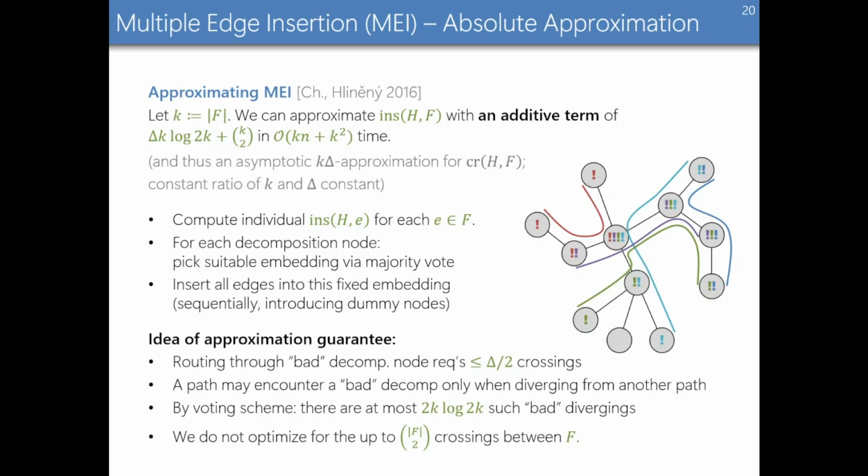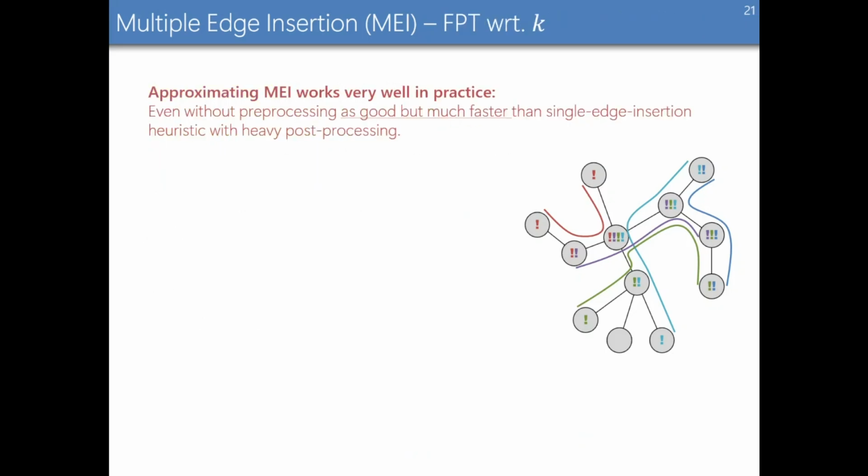And what the approximation completely ignores is the fact that these inserted edges cross each other. I don't care about that. Yes, they happen, but there are not many such crossings. It's at most k squared crossings, essentially. That's the idea of how to do the multiple edge insertion. And the powerful thing about it is that this algorithm is very easy to implement once you have the implementation for the single edge insertion, and it works very well in practice.